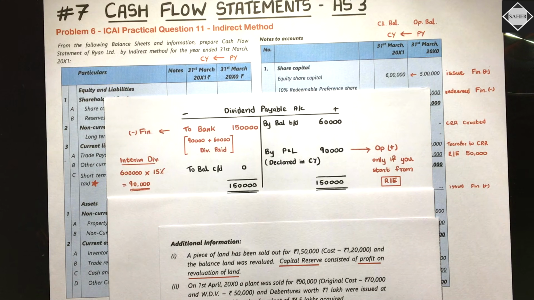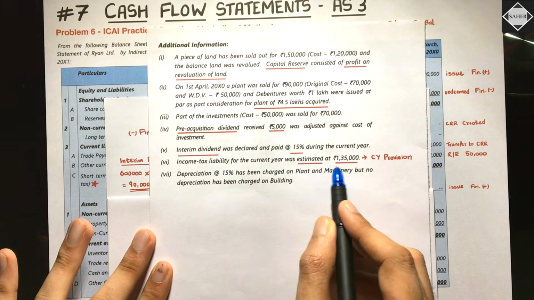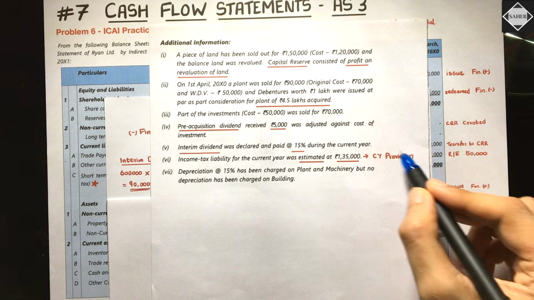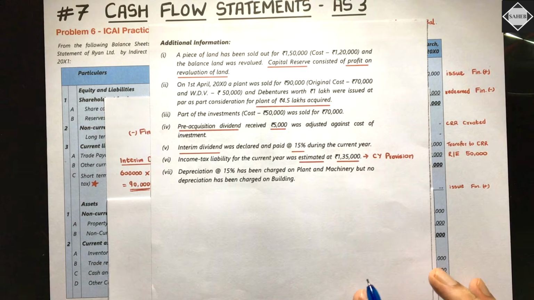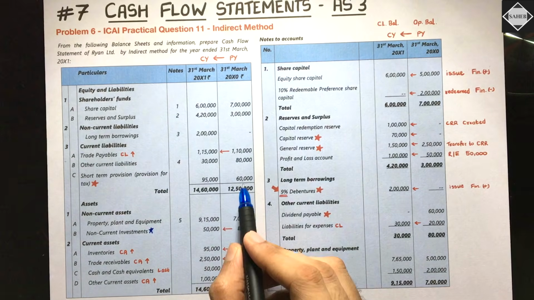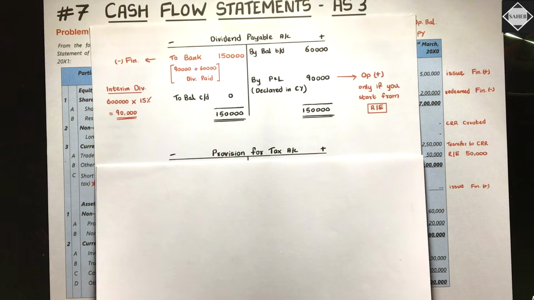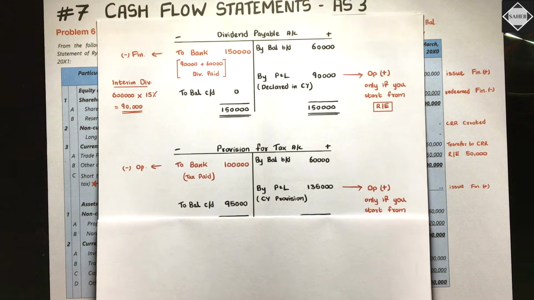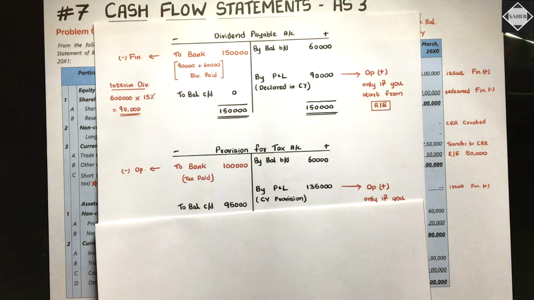Is that clear? Understood? Easy. The next adjustment, the sixth adjustment: income tax liability for the current year was estimated at 1,35,000. This is the estimation, which means current year provision. They have given you the current year provision, which was 1,35,000. So let's open the tax provision account. In the question we have the opening and closing balances, 60 and 95. Provision for tax is a liability account. It has a credit balance, opening balance on the credit side, closing balance on the debit side. The question has said the current year provision is 1,35,000, so it will come over here.